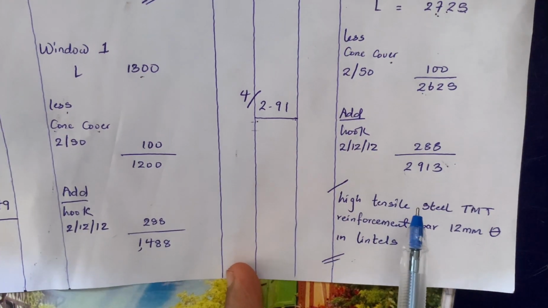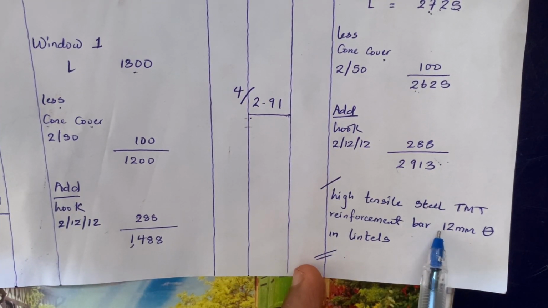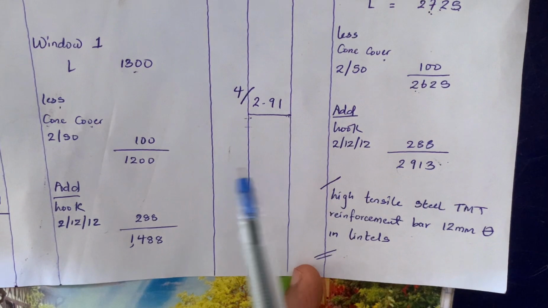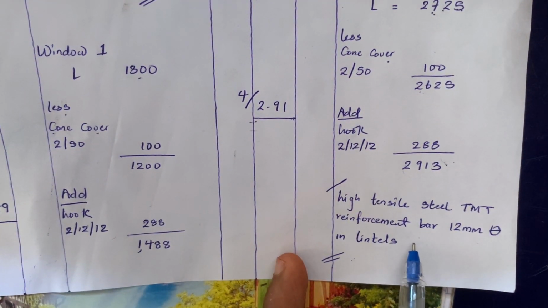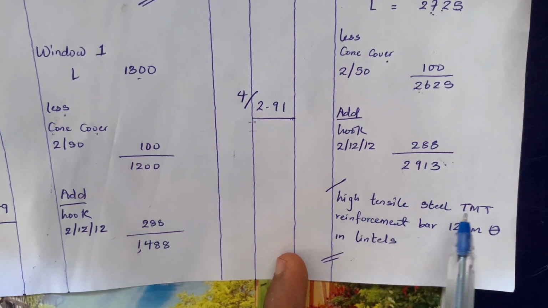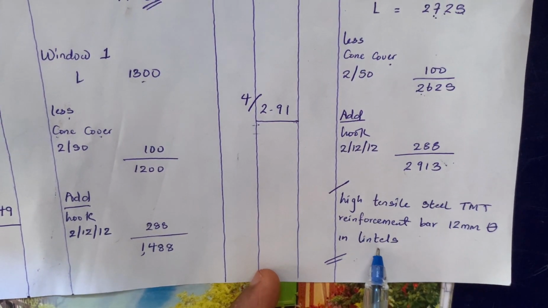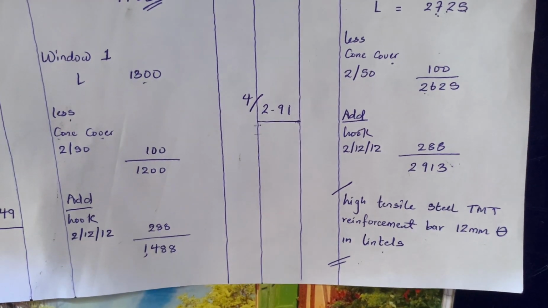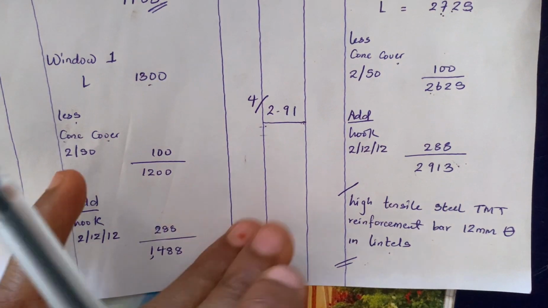Then I'll state the size of the reinforcement. So like I said in the calculation, we are going to be assuming that the size of the reinforcement is 12 mm thick. So I'll add that in my description. So it will be high tensile steel TMT reinforcement bar, 12 mm thick in what, lintels, and then you close. Doing this, you've successfully booked for your reinforcement bars.